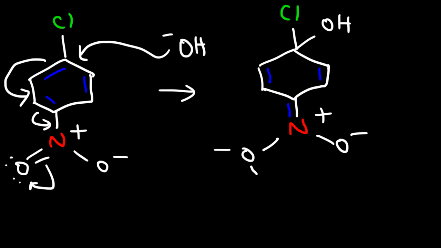Now the negative charge that was stored on the nitro group will be released back into the ring, causing the chloride group to leave. And so we're going to get our final product, which will look like this. So here is our OH group. We now have a double bond here, here, and here. And we have a single bond between the carbon and the nitrogen group.